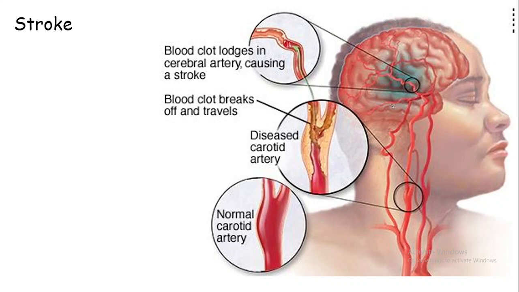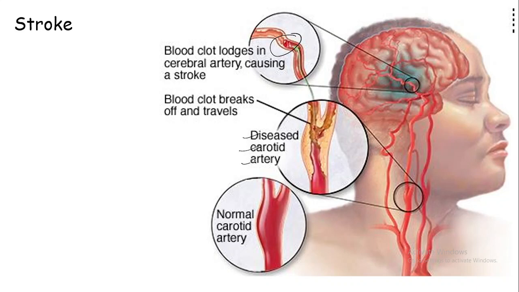That is what happens here when the normal pathway that carries all the essential nutrients, gases and waste materials is not functioning. The resultant condition is called stroke. Just have a look here. The blood clot lodges in the cerebral artery, causing the stroke. Look at this block. The blood clot breaks off and travels. This clot can go to other parts of the body, resulting in blockage.